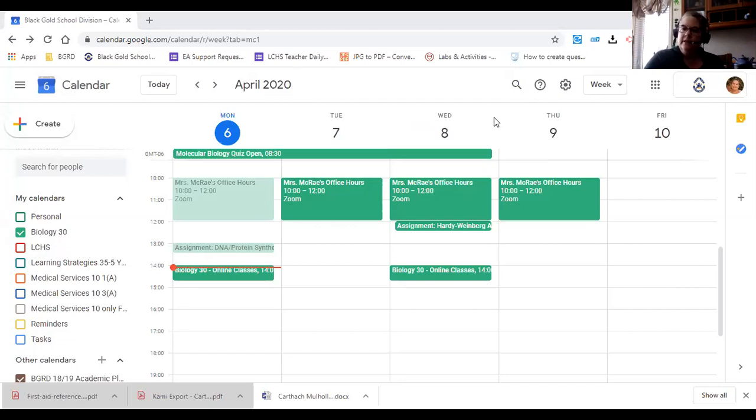So like I said, you have to do this on your desktop. Once you've added Bio30 on your desktop, then you can go to your phone and open up Google Calendar on your phone. You have a similar list of my calendars. All you have to do is check off Bio30, and now you have it on your phone all the time. So you only have to set it up on your desktop, and then once it's set up, you're good to go on your phone.